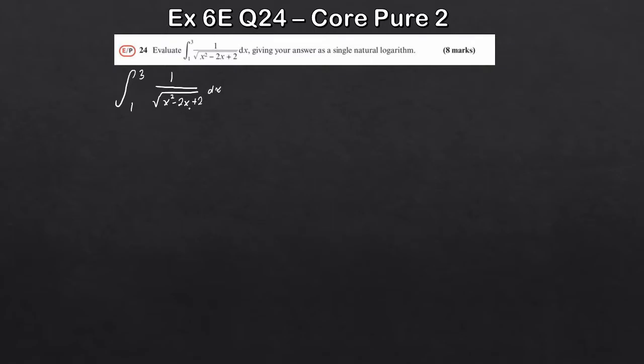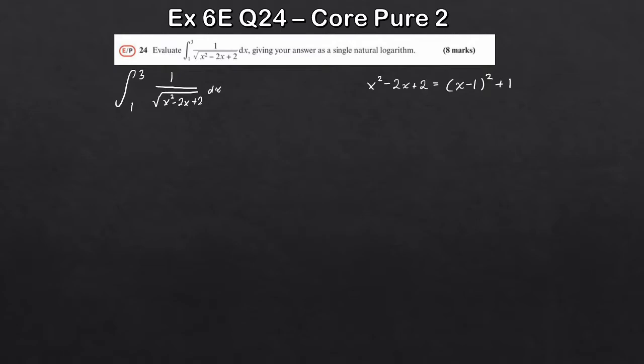straight away you should be thinking about trying to complete the square on this and seeing what happens. So let's complete the square on x squared minus 2x plus 2. If we halve the middle term, that'd be x minus 1. We square that, and take the negative of it, so minus 1 squared would be 1, but we want minus 1, plus the 2, that'd give me plus 1. So when we complete the square, we get x minus 1 all squared plus 1.